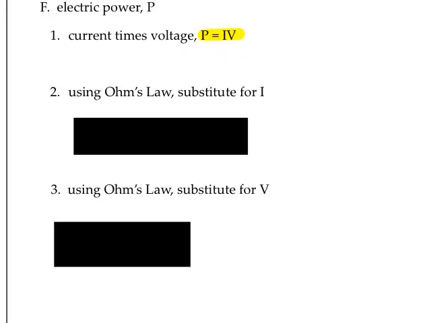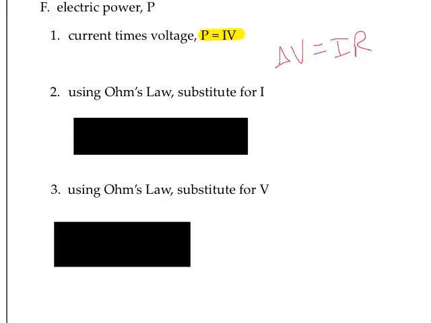Sometimes when we're given our circuit, we might know the current but not the voltage, or we might know the voltage and not the current. So we can use Ohm's law. Remember, it was V equals IR, and the delta is assumed, so I didn't keep writing the delta.